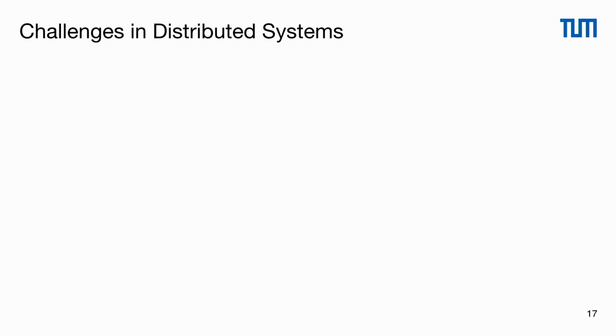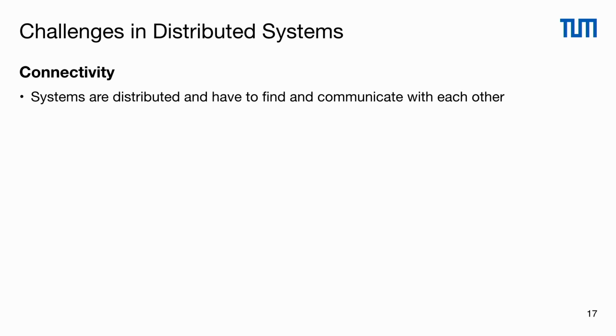What are challenges in distributed systems? First of all, the connectivity. When systems are distributed, they have to find each other and then communicate with each other. So a solution to solve this is, for example, the client dispatches server pattern.